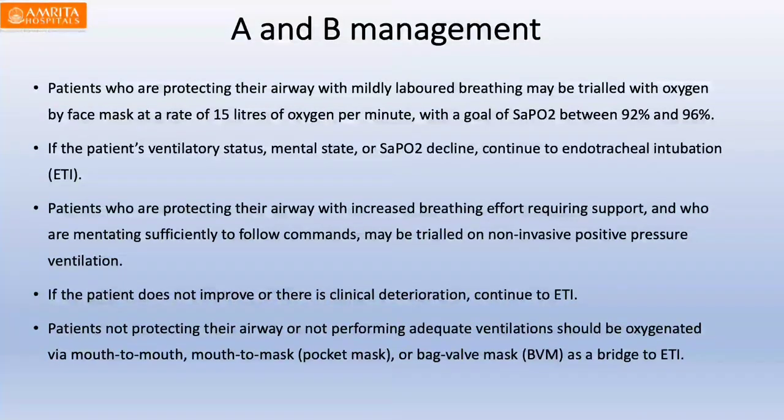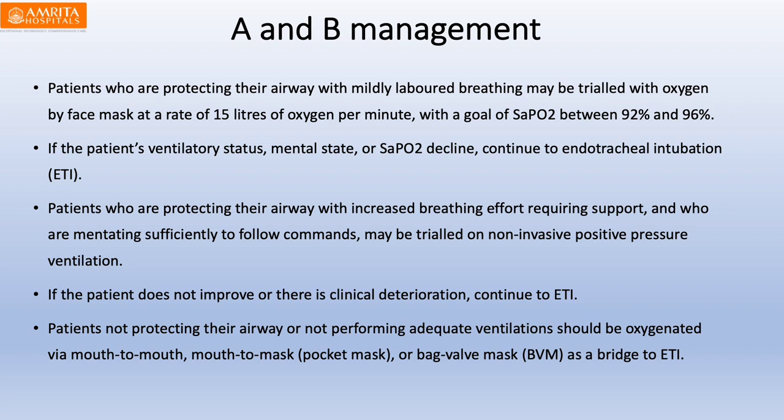Patients who are protecting the airway with mildly labored breathing. So here the airway they are protecting, but they have got labored breathing. They can be started with oxygen by face mask at a rate of 15 liters, ideally by a non-rebreathing mask, with a goal of SpO2 between 92 to 96. So that is our target, 92 to 96. There is only mild labored breathing.